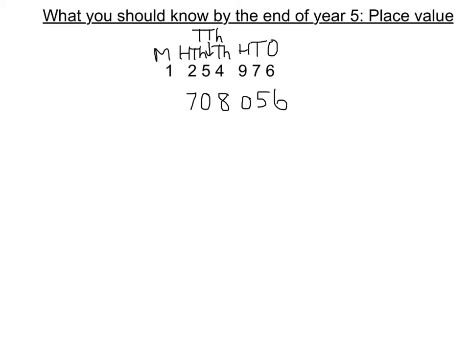To help us read and write numbers, it may be useful to put commas in. In order to do this, we work from the right-hand side, from the ones column, so moving 1, 2, 3 places and putting our comma in there. This then helps us read the number as 708,056. We can do this with the number above, moving 1, 2, 3 and putting our comma in here, and then 1, 2, 3 again and moving our comma in here to help us read the number 1,254,976.